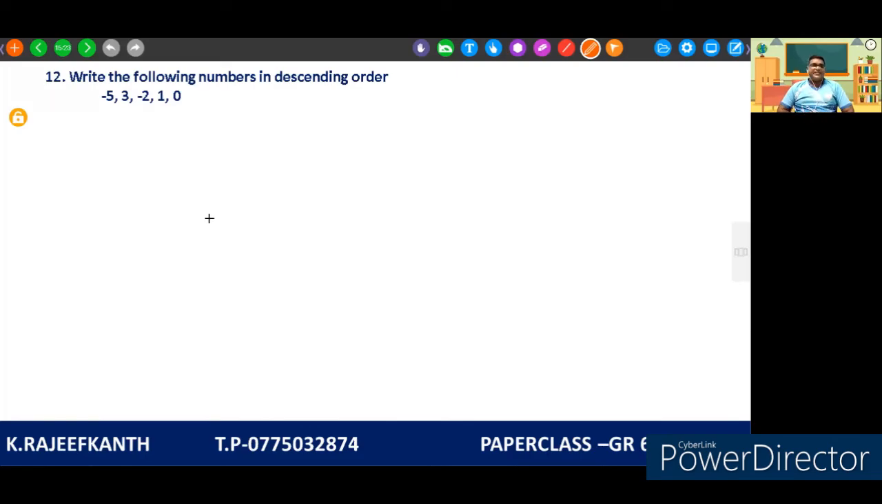So first we have to write the greatest value from these 5 numbers. Here -5, 3, -2, 1 and 0. So you have to arrange these numbers in descending order. Descending order means you have to arrange these numbers from big to small. So first you have to write the biggest value, that means the highest or greatest value. Here there are 5 numbers: -5, 3, -2, 1 and 0.